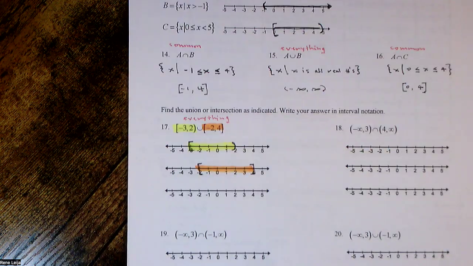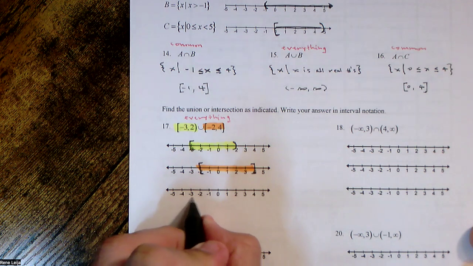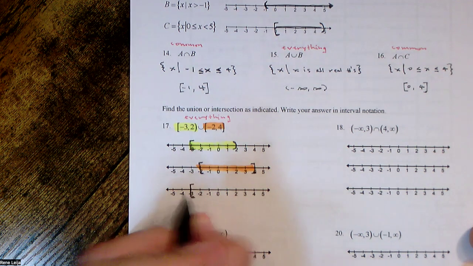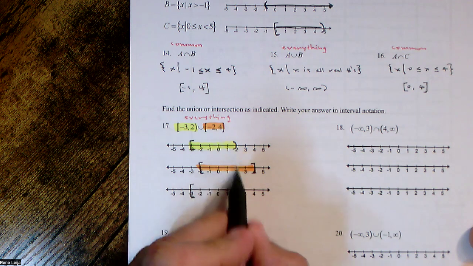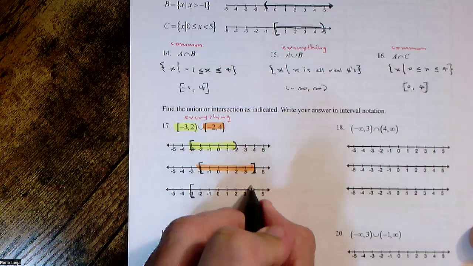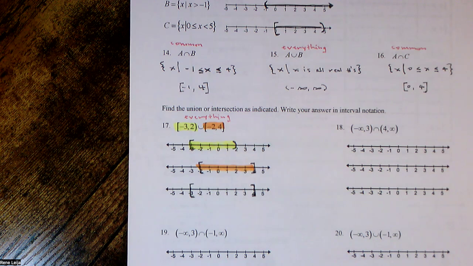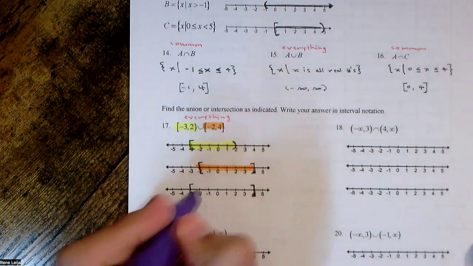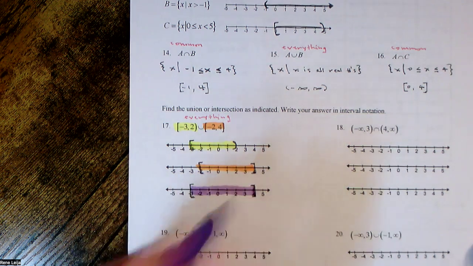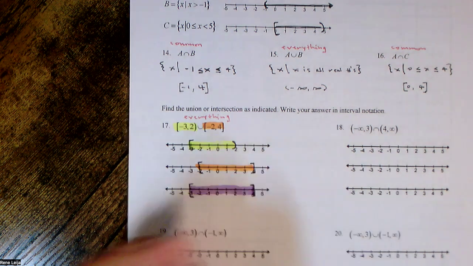Okay. So if I want everything, well, the top one starts at -3. So I want it. Now this stops at 2, but the second set goes to 4 and I want it because I want everything. All right. So this is my solution. It's all of that. Okay. So that's my graphical answer.